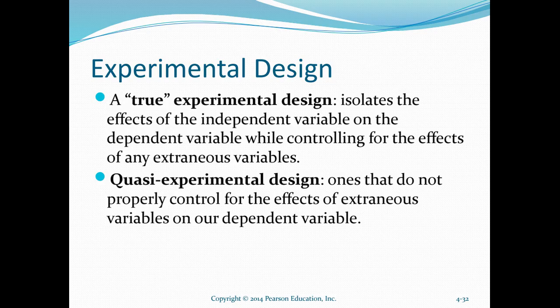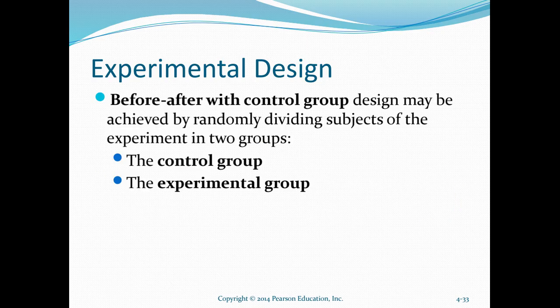Okay, so another one is a quasi experimental design. Ones that do not properly control for the effects of exogenous variables on our dependent variable, and then we can see they will negatively affect our research findings, and then our research findings cannot be generalized, and this may be one of the limitations of the study. So we need to control for extraneous variables, otherwise our research findings are not going to be the real research findings that we will be looking for.